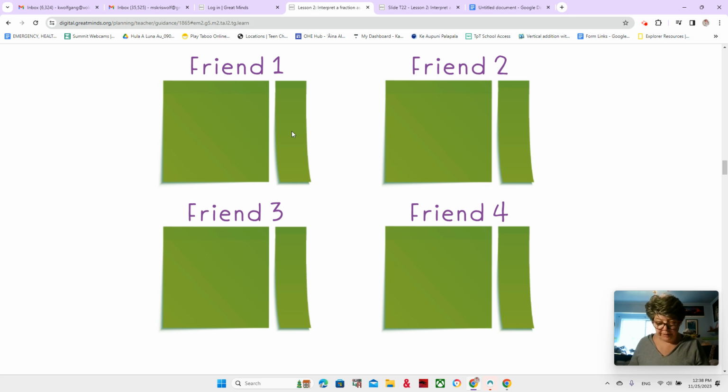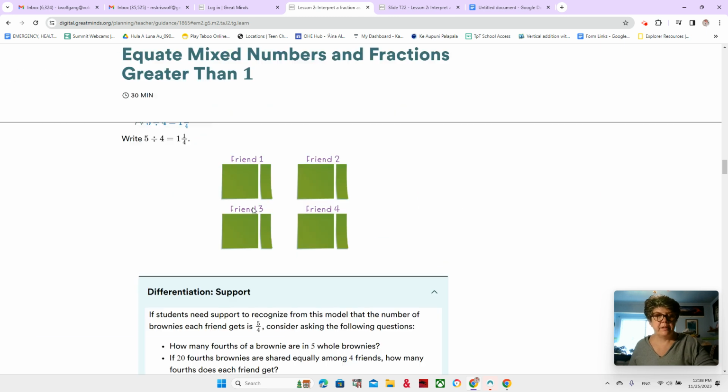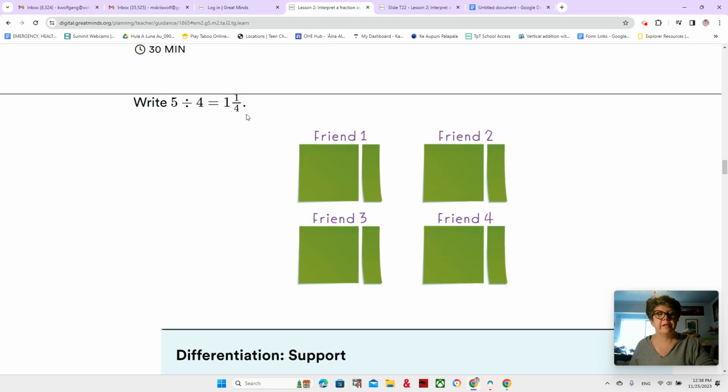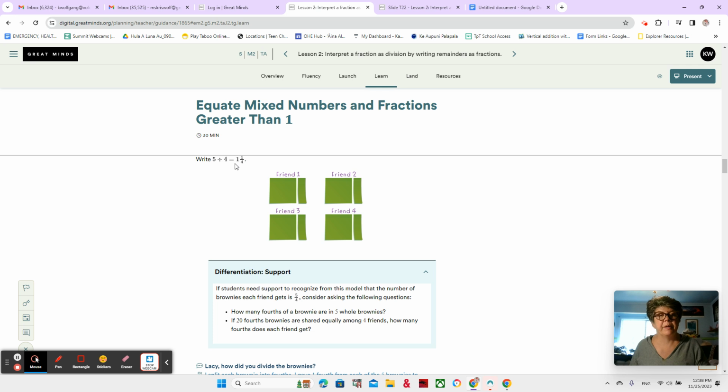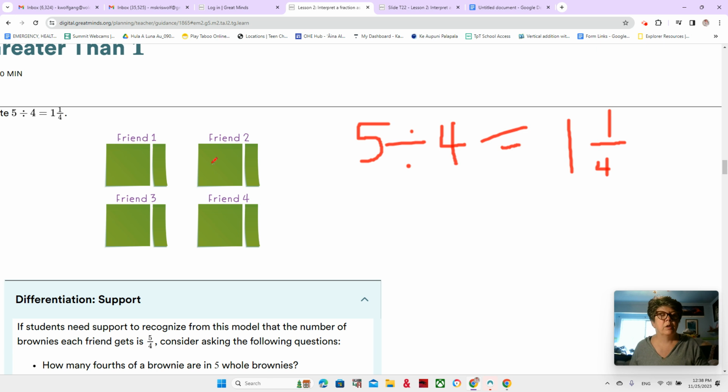We can write how many brownies each friend gets as a mixed number, right? Oh, and you can see the mixed number right here, 1 and 1/4. What division equation can we write to represent this way to share the brownies? We can write 5 divided by 4 equals 1 and 1/4. And we know it's 1 and 1/4 because we see 1 whole and 1/4, right? Everybody's getting 1 whole and 1/4.